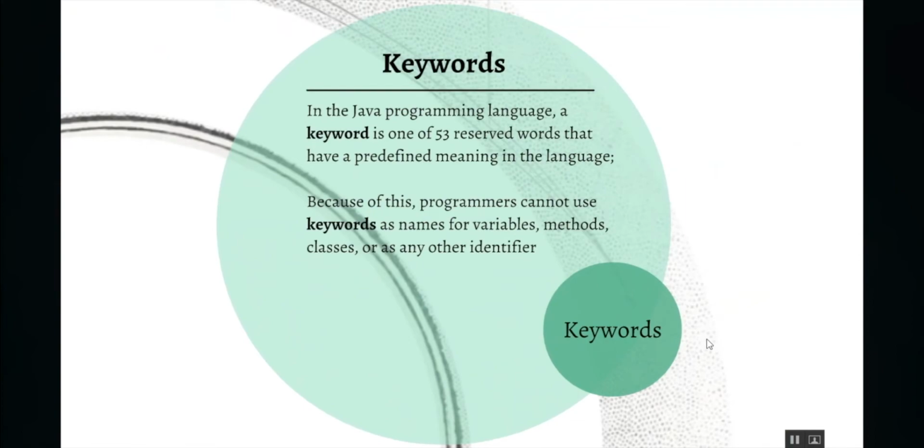Now, what is a keyword? A keyword is a Java reserved identifier. We can say a Java reserved word that has a predefined meaning of its own. When the compiler encounters any of these predefined words or keywords, there is some special logic behind them, so they are treated in a different way. Because of this, programmers cannot use a keyword as a variable, method, class, or any kind of identifier.